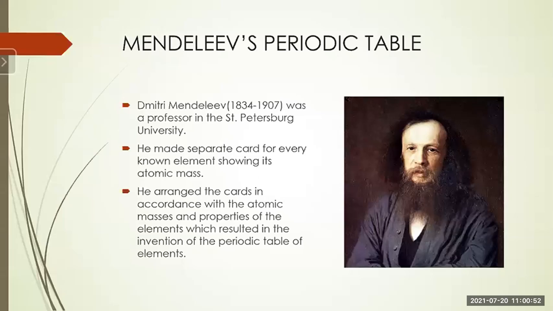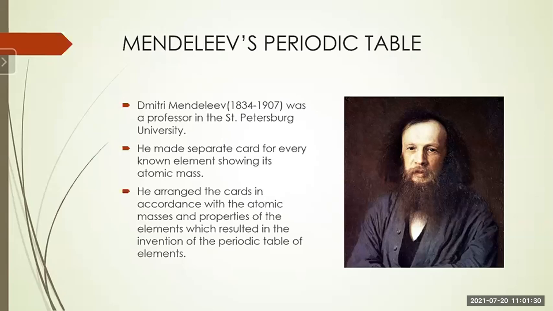So what he has done, he made a separate card for every known element, and it showed its atomic mass. Those cards he arranged according to the atomic mass and the properties, which finally resulted in the invention of the periodic table of elements. So this scientist developed the periodic table of elements during the period 1869 to 1872.